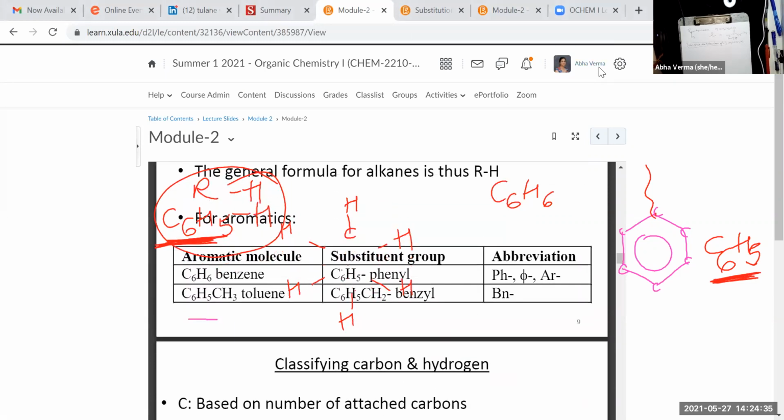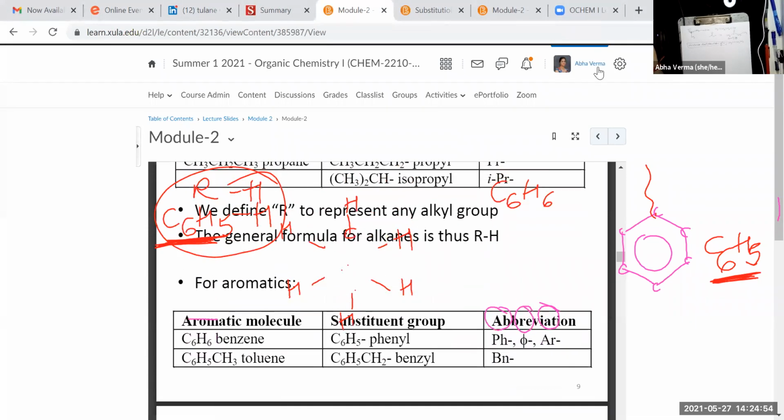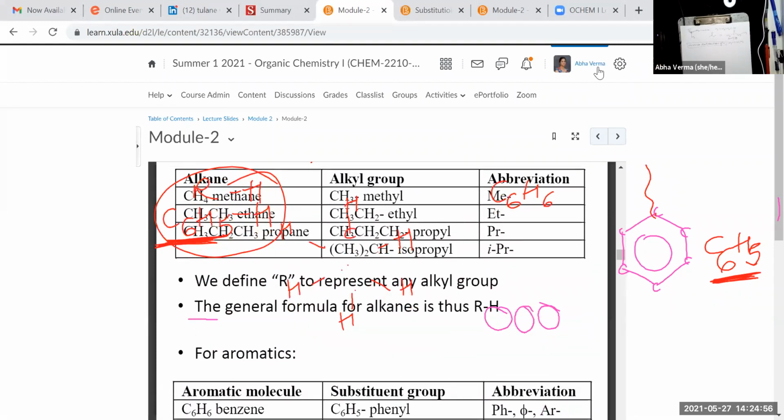And hence, benzene is known as a phenyl. Who does not understand this? Yes, go ahead. I was going to ask if you could repeat that one more time. Yes. So for your alkanes, you need to be able to recognize your alkyl groups. You should be able to recognize their abbreviations also.